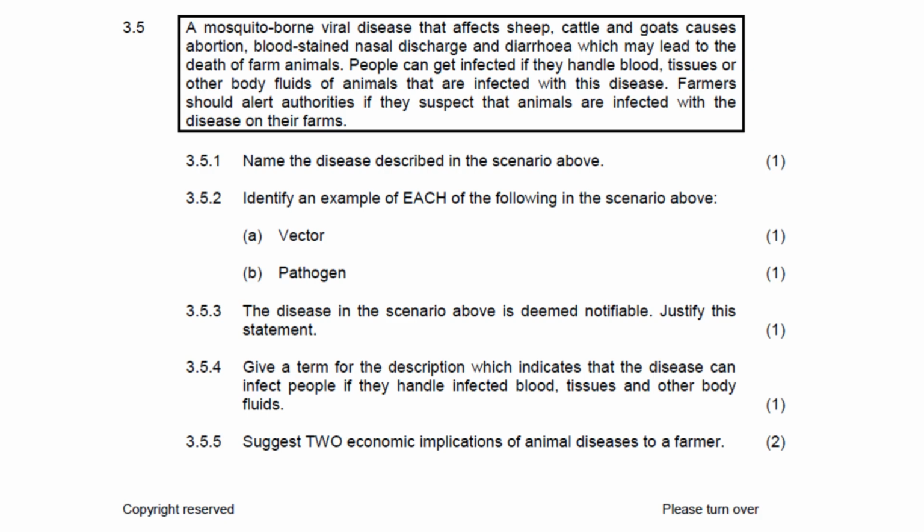Now, 3.5.4. Give a term for the description which indicates that the disease can infect people if they handle infected blood, tissues, and other body fluids. So now, again, this takes you back to the terms that you were given.